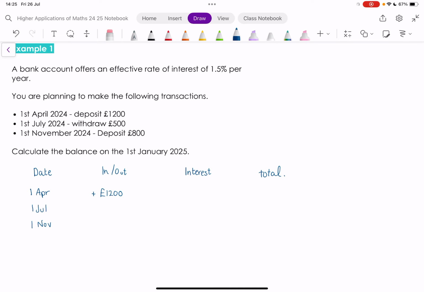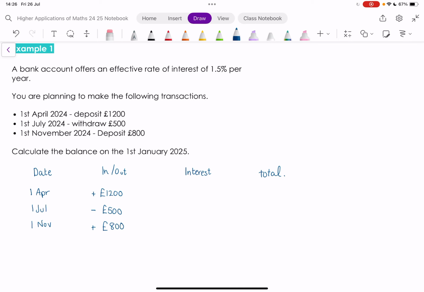We wouldn't normally have to do that if all we were doing was putting money into the account. We wouldn't need to write a plus sign there, but it just makes it easier to keep track of what's going in and what's going out, okay? On the 1st of July, we're taking out £500. So I'm going to write negative £500 just to show that that's coming out, okay? And then we are going to deposit. So again, that's a positive value of £800 on the 1st of November.